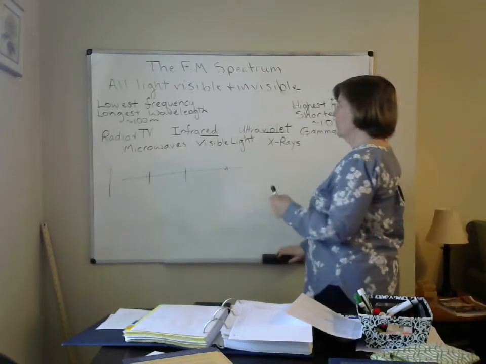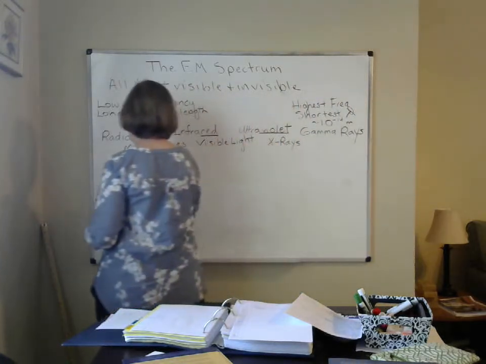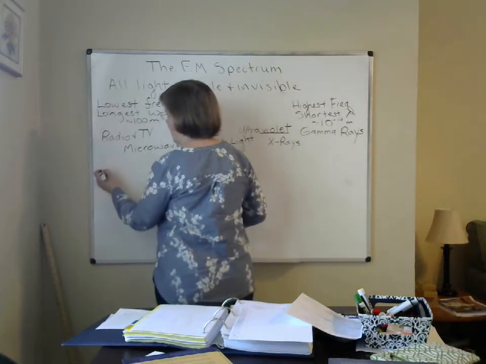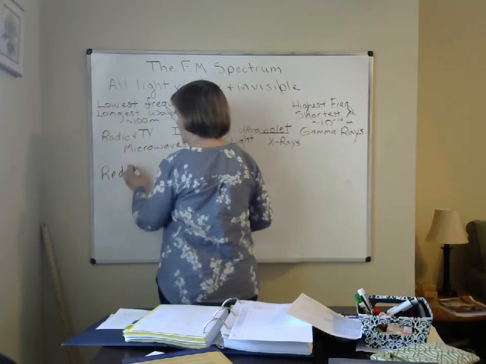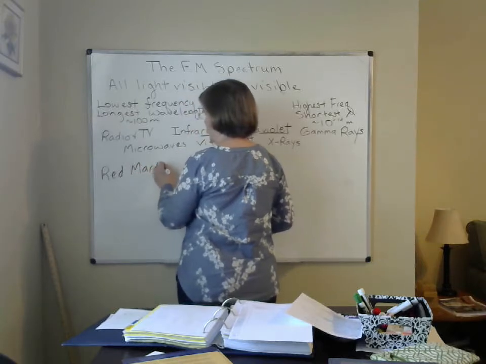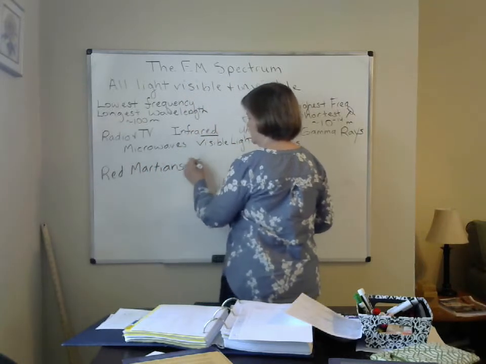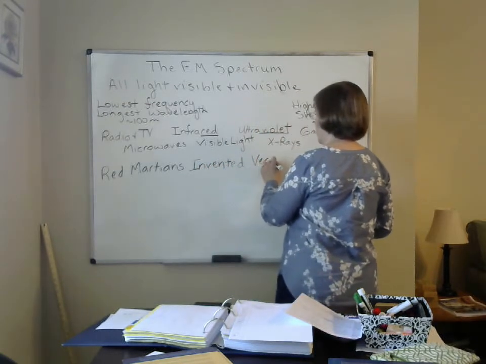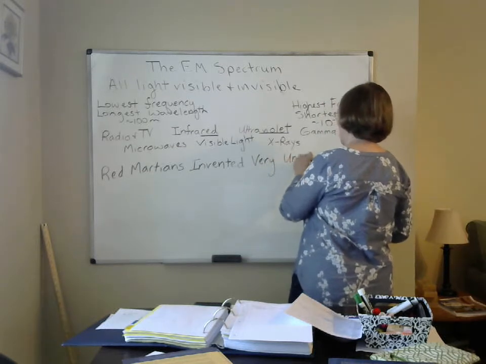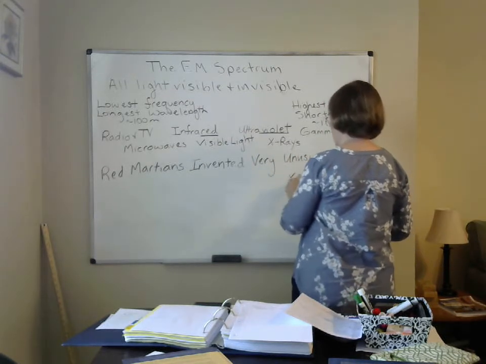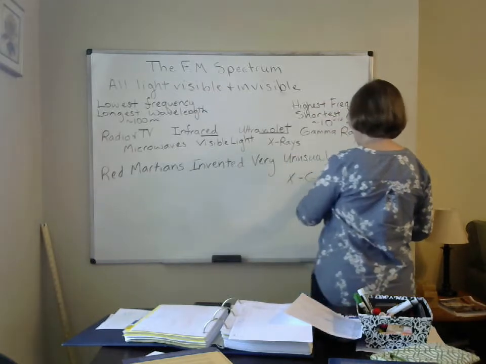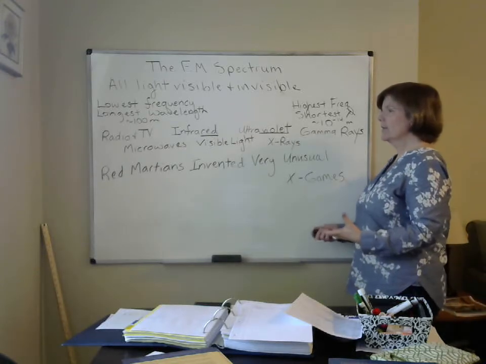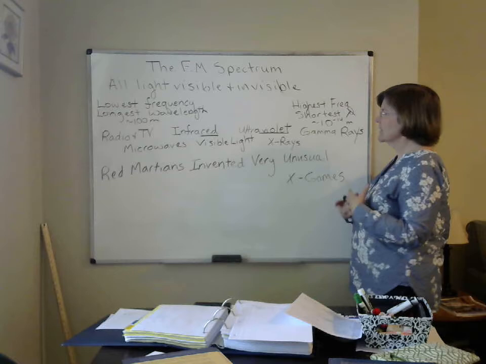How are we going to remember that order? We're going to remember it with a mnemonic device, and our mnemonic device is: red Martians invented very unusual X games. There may be something else out there somewhere, but this is a mnemonic device that one of my classes and I made up one year. I know everybody thinks Martians are green, but that doesn't work here.